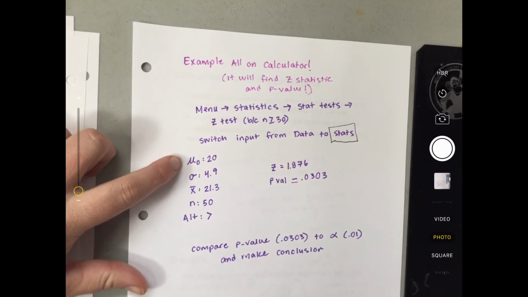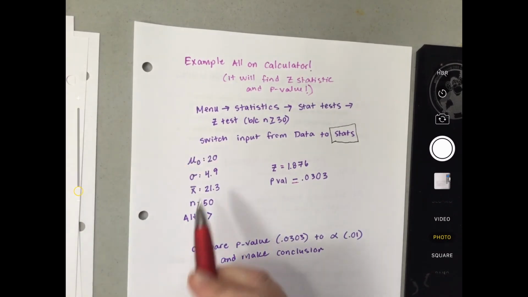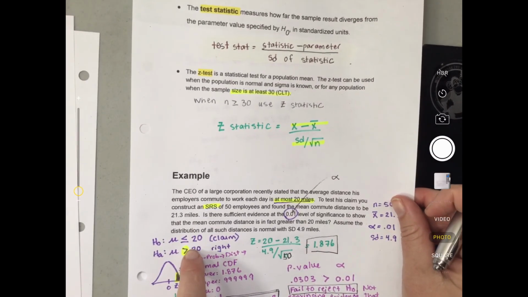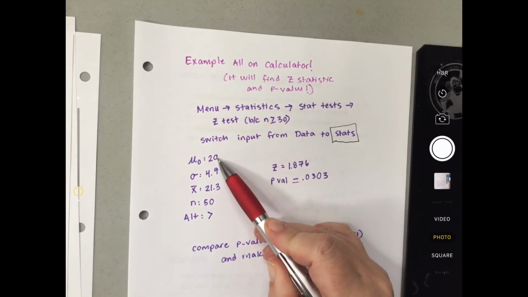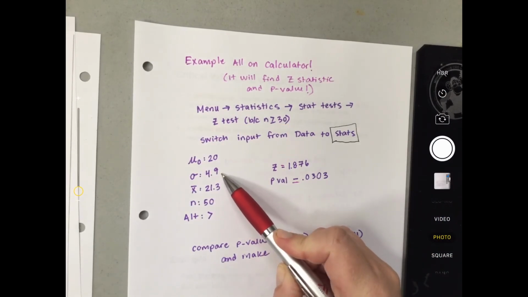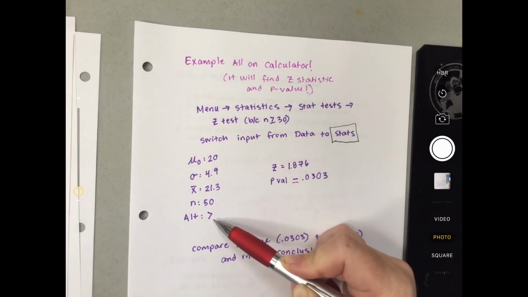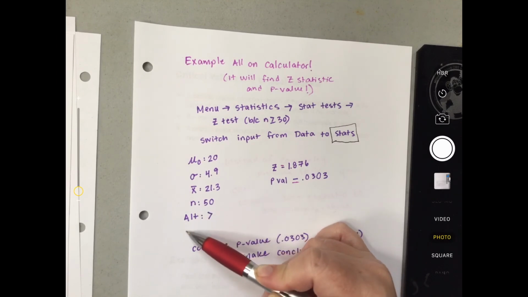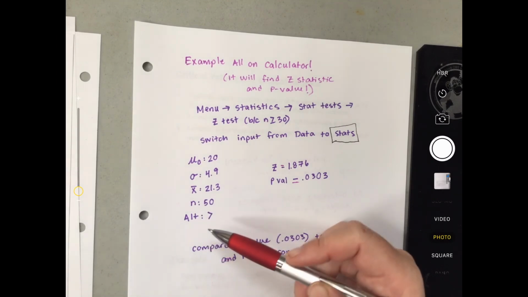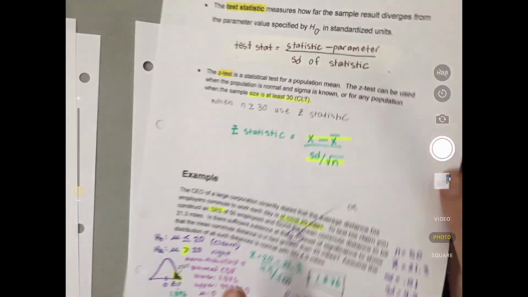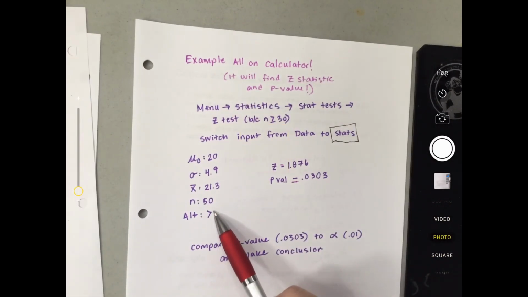It asks you for mu of the null. Well, that, of course, is going to be whatever you put in your hypothesis, so you'll type in 20. It asks for the standard deviation, that's 4.9. It asks you for the mean of the sample, that's 21.3. n is 50. And then the last thing it asks you for is the sign of the alternative. That is going to be greater than, so you're going to need to switch the sign to greater than.